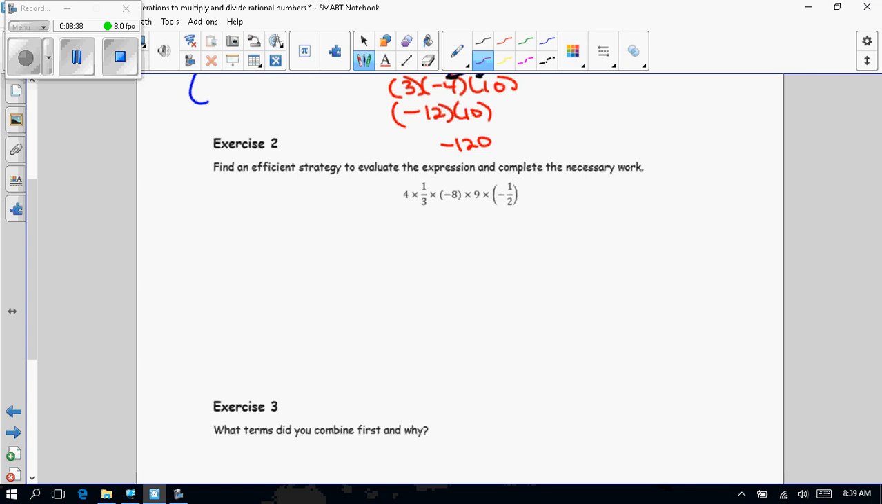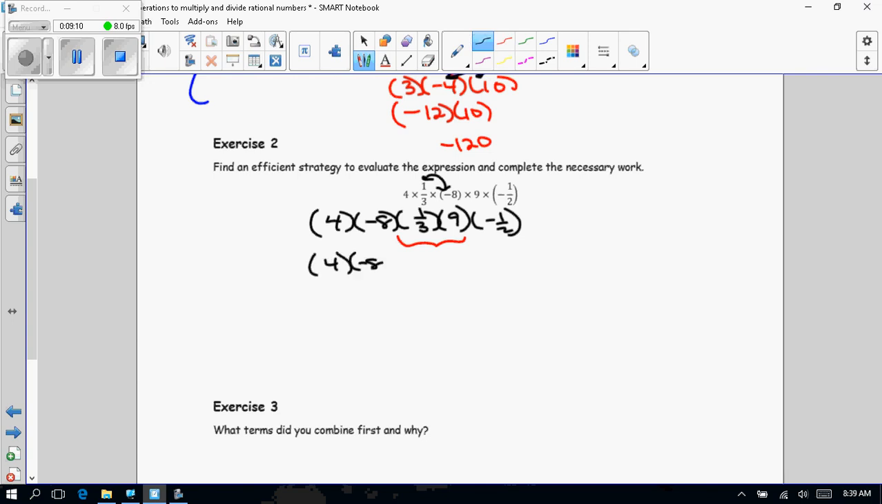All right, so I'm going to rearrange these. I'm going to leave the 4. I'm going to change the order of those two for a moment. So I'm going to write this as -8, and then I'll put the 1/3, then the 9, and then the -1/2. Pretty easy. The reason I want to do that is because 1/3 times 9 is the same thing as taking 9 and dividing by 3.